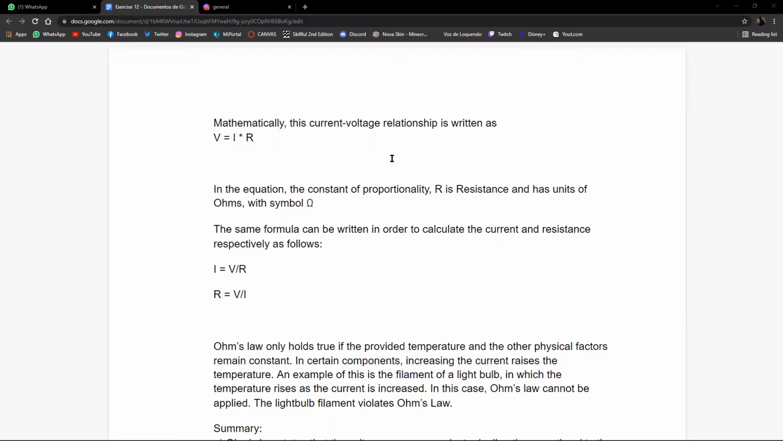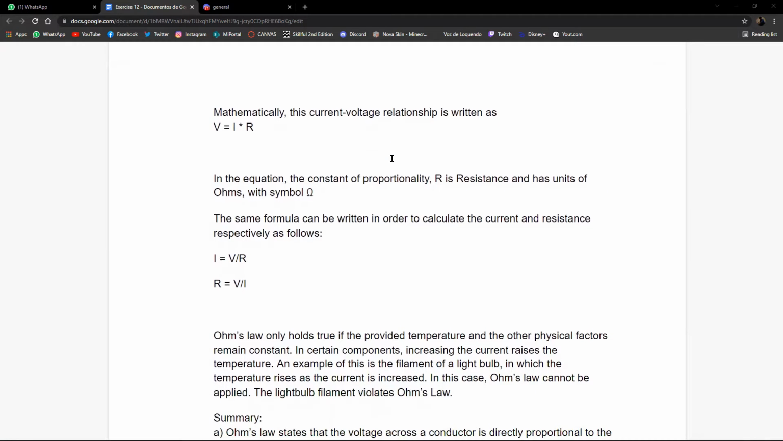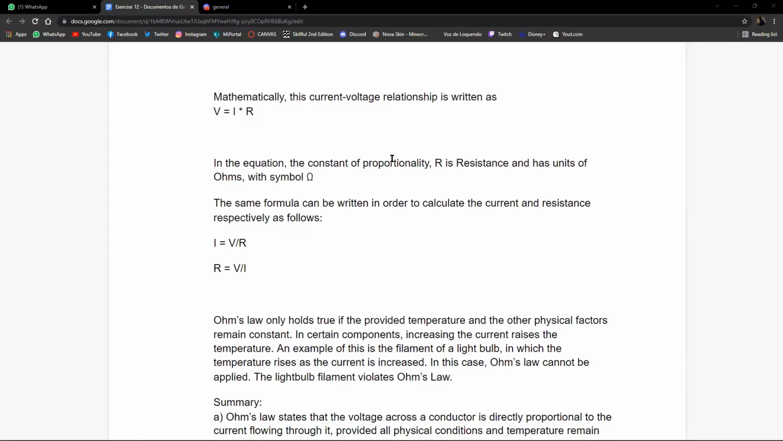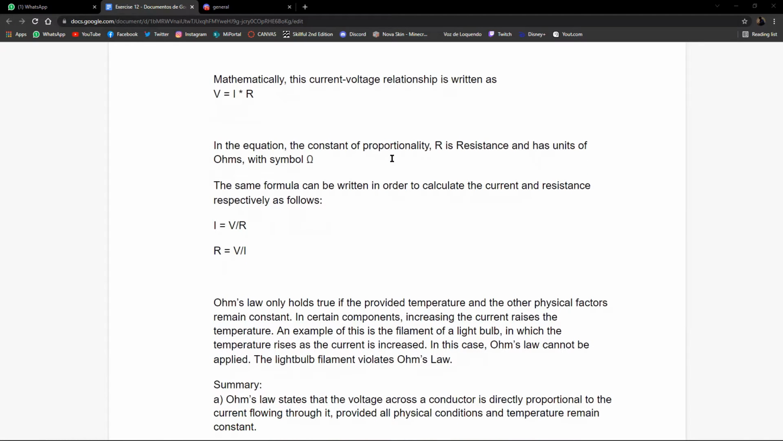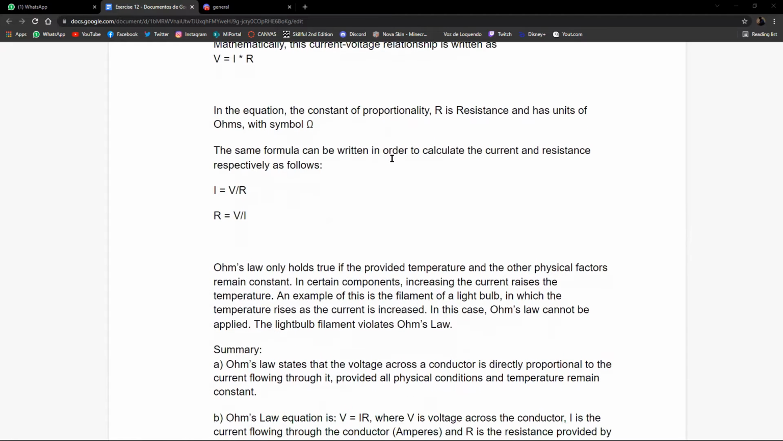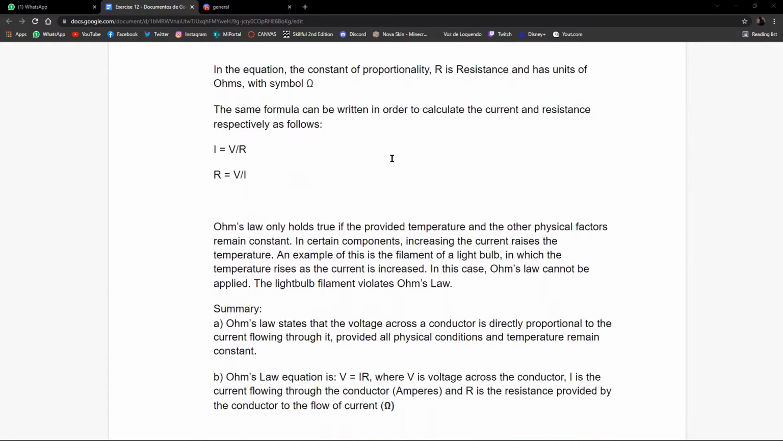In the equation, the constant of proportionality R is resistance and has a unit of ohms with a symbol of omega. The same formula can be written in order to calculate the current and resistance respectively as follows. Current equals voltage divided by resistance, and resistance equals voltage divided by current.